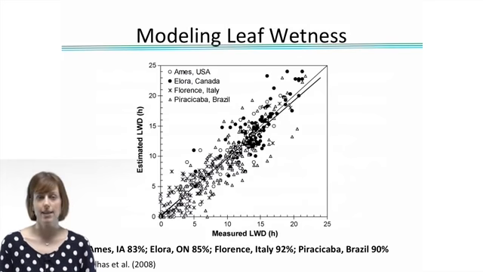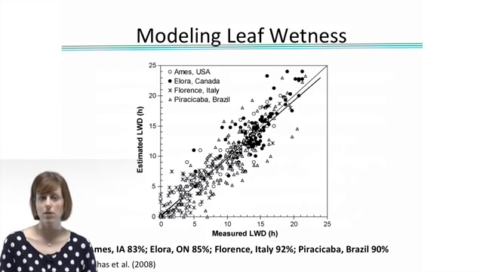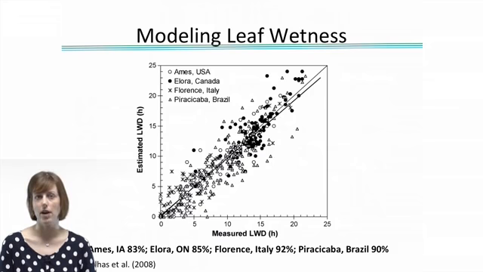As you can see, on the x-axis, there is measured leaf wetness duration in hours. So this was provided by a leaf wetness sensor that was deployed in these canopies, versus on the y-axis, the estimated leaf wetness duration provided by this relative humidity threshold. And it was found for the site in Brazil that 90% was an appropriate threshold. It did a fairly good job of estimating leaf wetness duration.